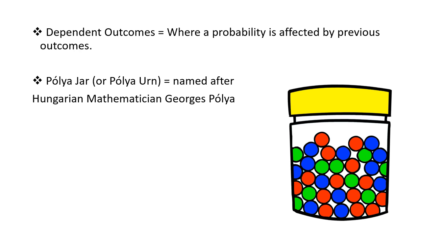A dependent outcome is the opposite. It's the opposite of that. This is where what's happened in the past very much changes what's going to happen next.